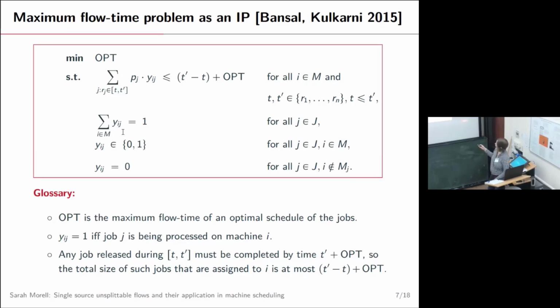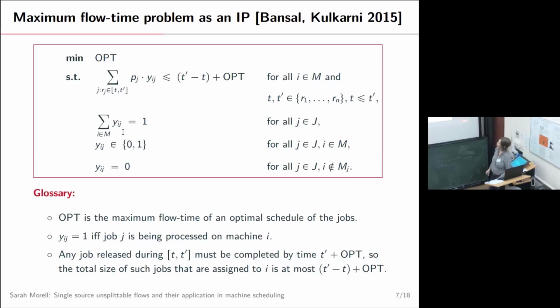It has to be 0 whenever i is not in the set Mj, because the job, of course, can only be processed on those machines that are in Mj, and is 0 or 1 independently of whether we're using it or not. The most interesting constraint is actually this one here.